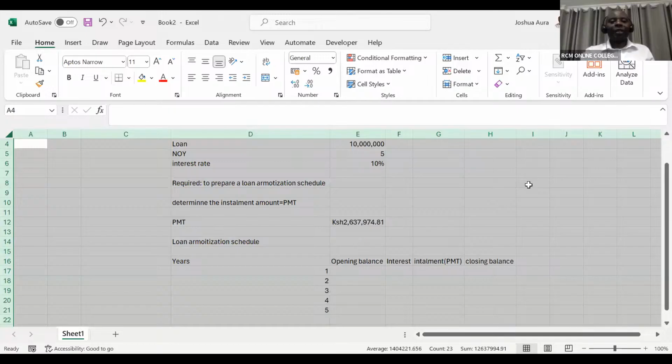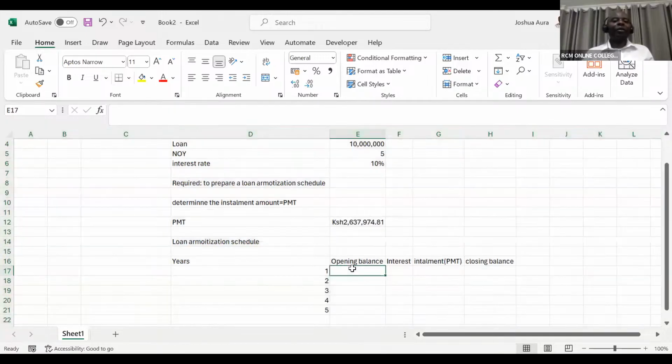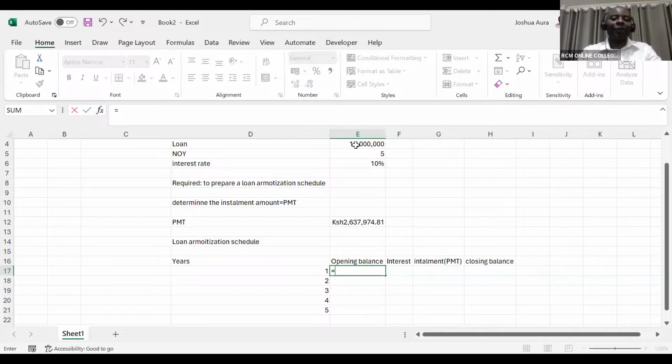So I'm interested, ladies and gentlemen, in this. What is the opening balance? The opening balance, already I know. This lady has borrowed 10 million. So I'll come and pick this 10 million figure.